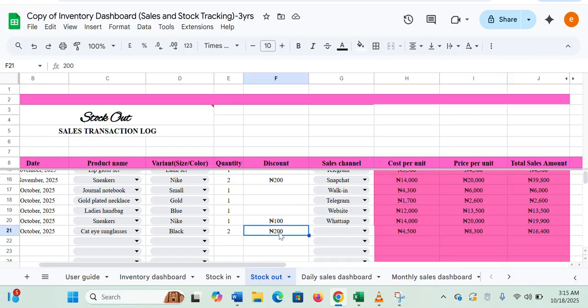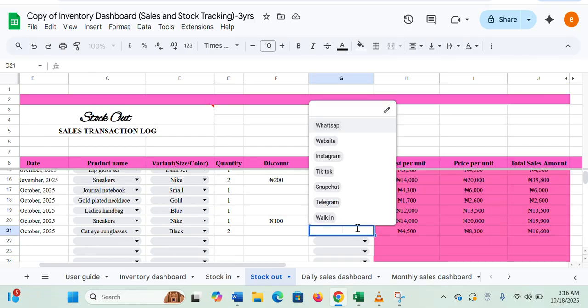But let's say, for example, I'm not giving any discount. You can just leave it blank and it is still the right price. Do you understand that? That is about discounts. So please, you can just read the headers you have here to know what to input. So now, sales channel: where did you sell this particular product?